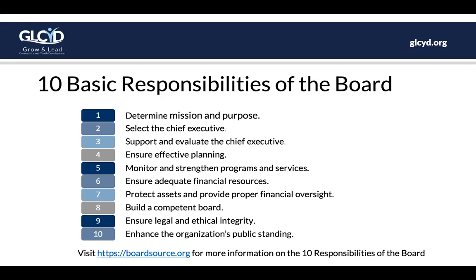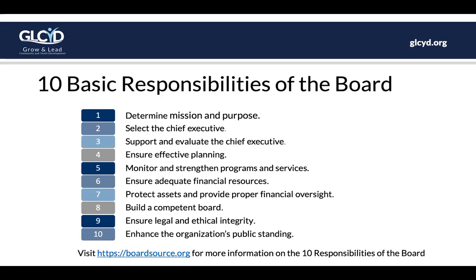If you are in the place to hire a staff person, the board selects that chief executive or executive director. I'll use those terms interchangeably, but it is the highest ranking paid staff member that reports directly to the board. And so the board's job is to develop that job description and make sure that the most qualified individual fills that. Then we have supporting and evaluating the chief executive, right? It's not just hiring them and letting them run off. It's making sure that resources are in place and there is meaningful feedback being provided.